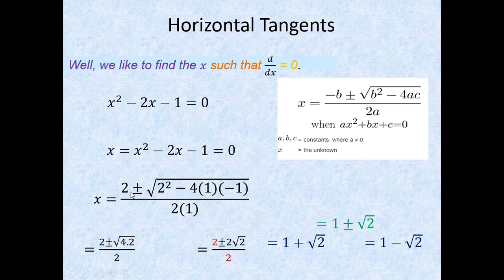So by plugging in the values of a, b, and c, it becomes x equals 2 plus or minus the square root of 2 squared minus 4 times 1 times minus 1, because c is minus 1 and a is 1, all over 2 times 1. Further solving, 2 plus or minus the square root of 4 times 2, all over 2, equals 2 plus or minus 2 square root of 2 over 2. By further solving that, we have x equals 1 plus the square root of 2 and 1 minus the square root of 2. These are the two values where we have the horizontal tangents. And that's all.